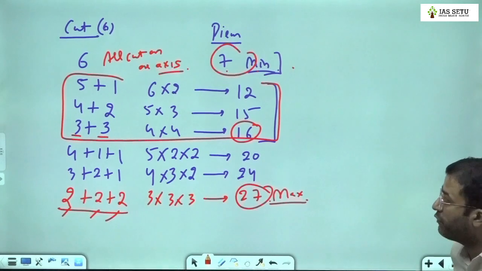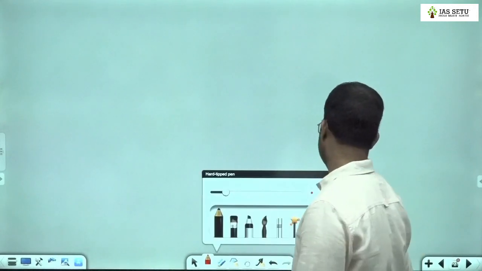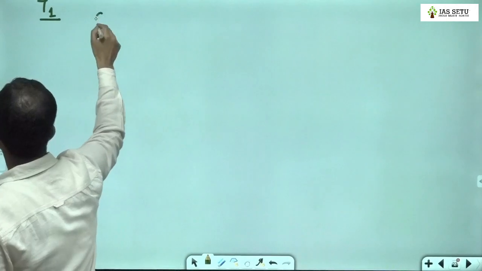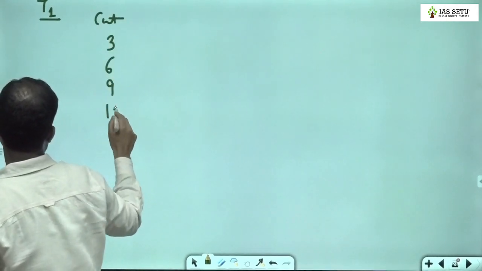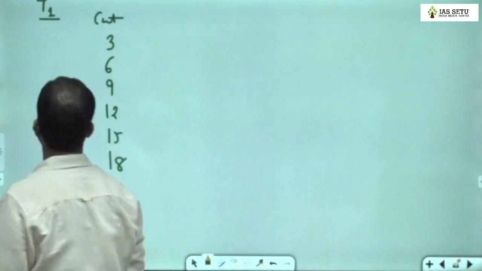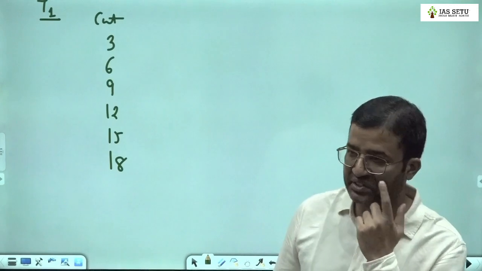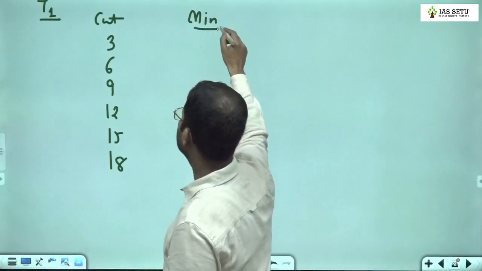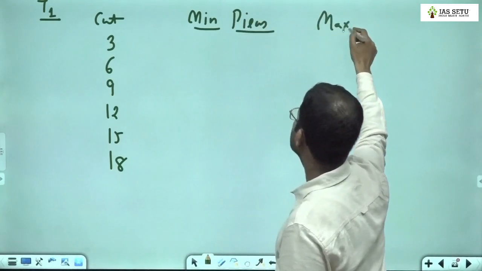Now I take 2 different types of questions. Try one. The number of cuts will be like 3, 6, 9, 12, 15, 18, meaning I'm taking the number of cuts as multiples of 3, and here they will ask for the minimum pieces and maximum pieces.